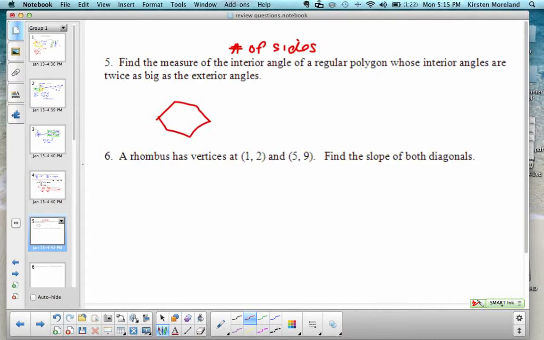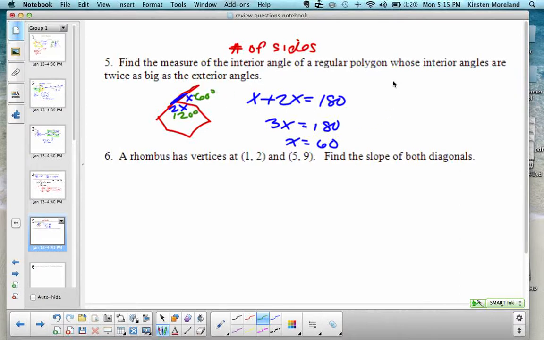Now I simply just need to extend one of the sides and I create an interior and an exterior angle. I'm going to call the exterior angle x because I don't know what it is, but I do know that the interior angle is twice as big as the exterior, so I'm going to label the interior as 2x. Now an interior and exterior angle always lie in a line, so they have to add to 180. So x plus 2x has to equal 180. So 3x equals 180. X has to equal 60. Now what that means is my exterior angle is 60 degrees, my interior angle is 120.